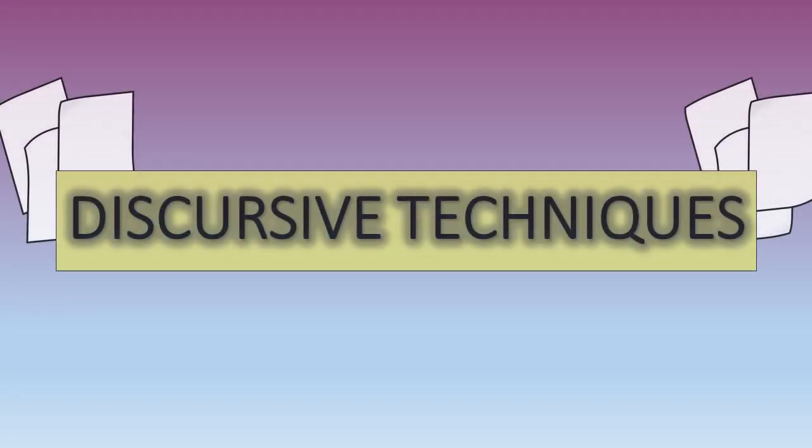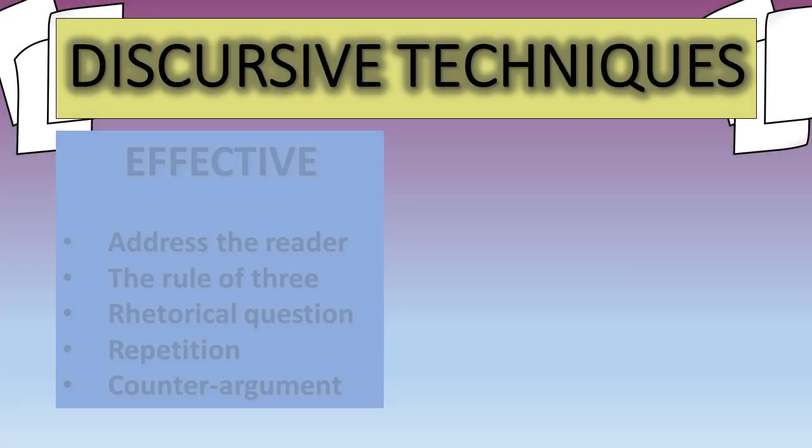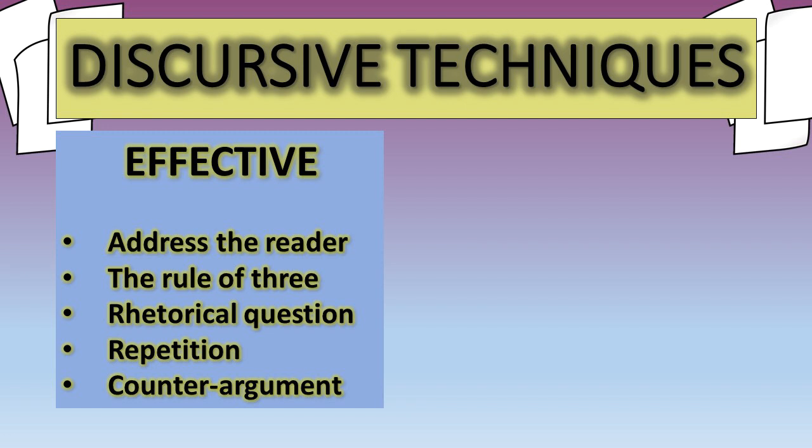So discursive techniques, what are they? Here are some examples of effective discursive techniques. You are going to address the reader. Think about who is your audience and write to them. You're going to use tripling or the rule of three occasionally if you want to be persuasive. Ask some rhetorical questions to address your reader in that way. And as well as that, you might want to repeat some words and phrases in your writing.